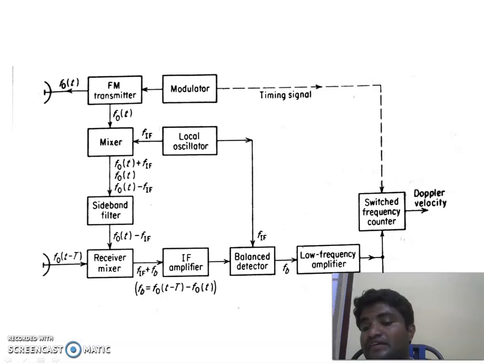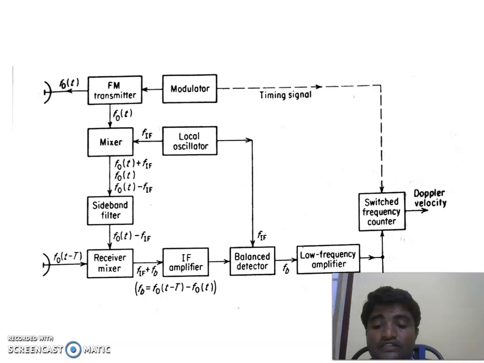The height between the aircraft and the surface of the earth is measured with the help of an average frequency counter, and the Doppler frequency is measured with the help of a switched frequency counter. It will give the Doppler velocity. The average frequency counter gives the range, and the switched frequency counter gives the Doppler velocity. This is about the FMCW altimeter.